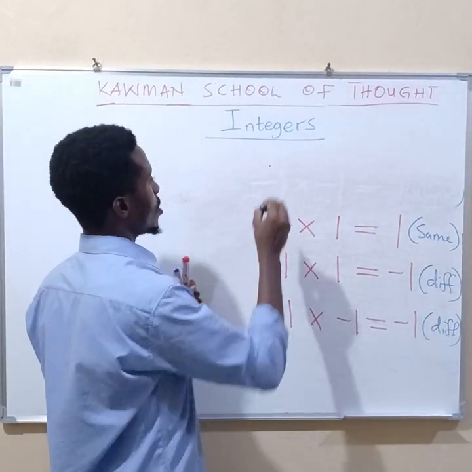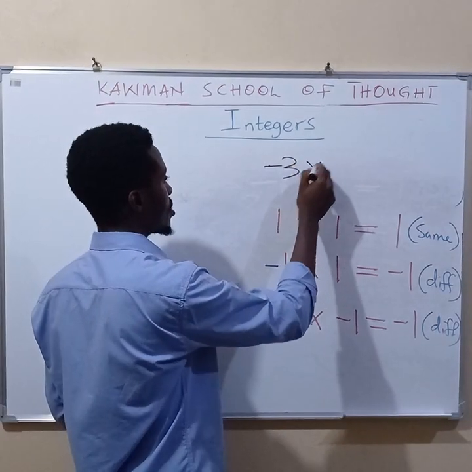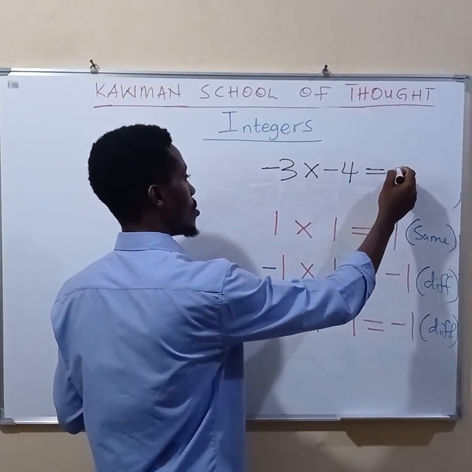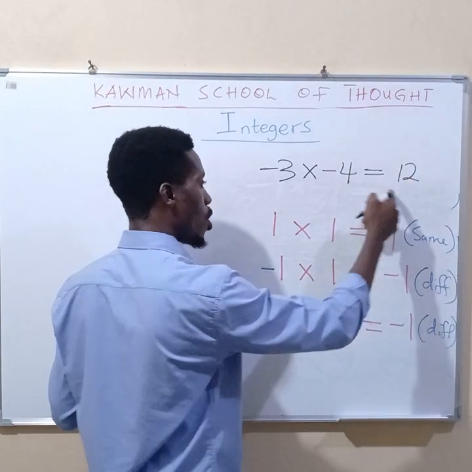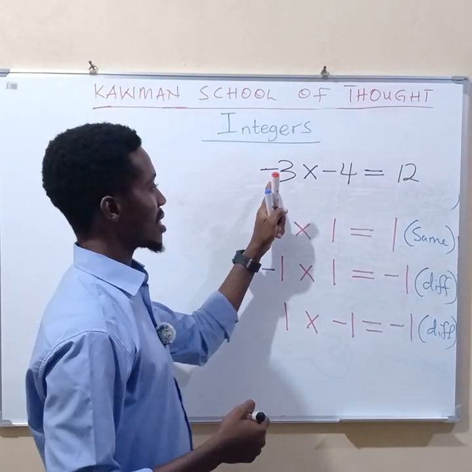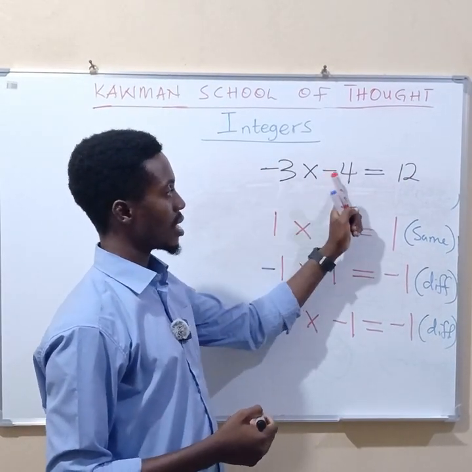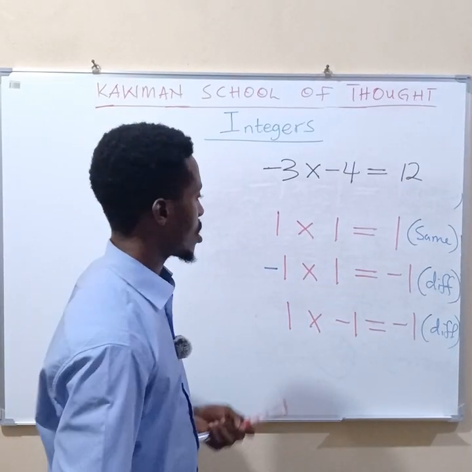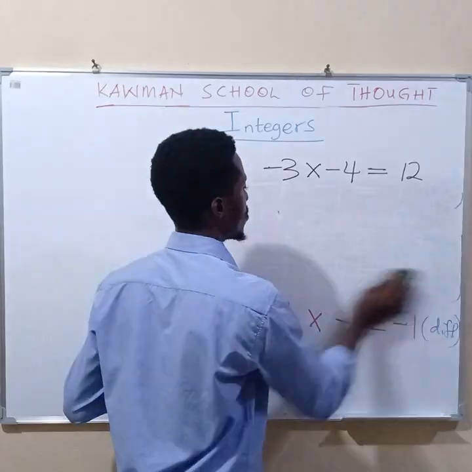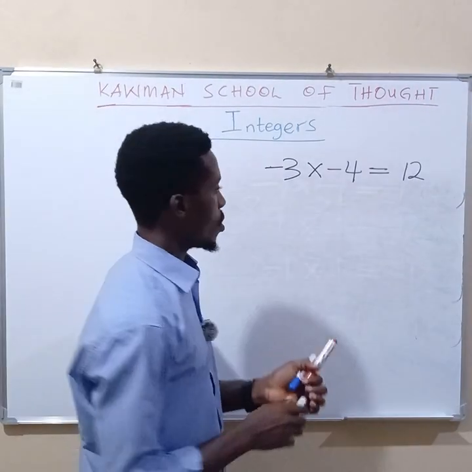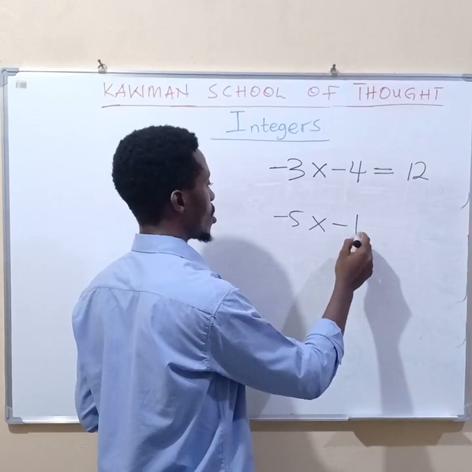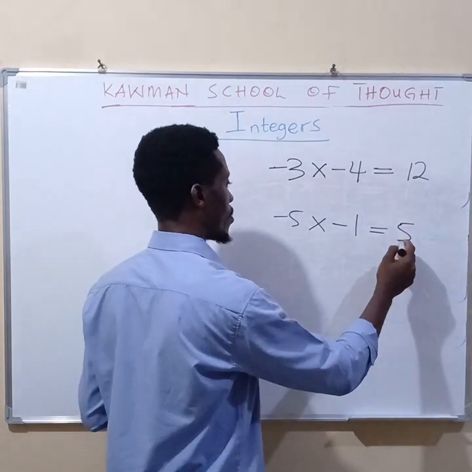So let me change the color. When I have negative 3 times negative 4, the answer is going to be what? Positive 12. Because I told you when the signs are the same, look, negative times negative, positive, right? So that's all about multiplication of integers. When the signs are the same, you're going to get positive. What about negative 5 times negative 1? The answer is what? Positive 5.